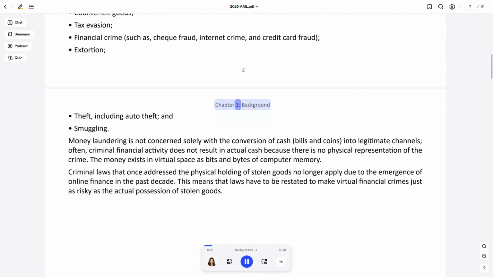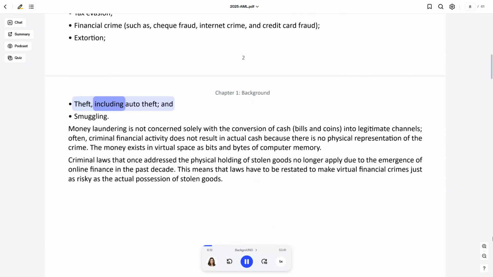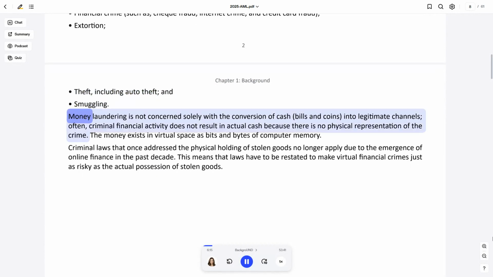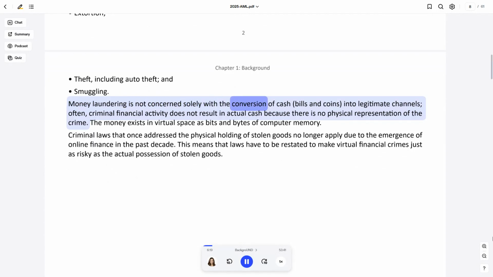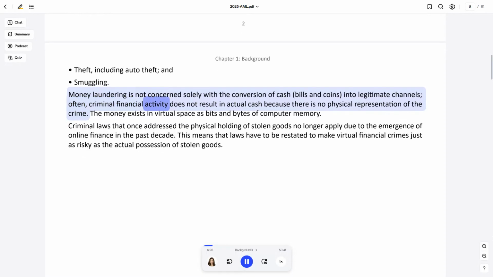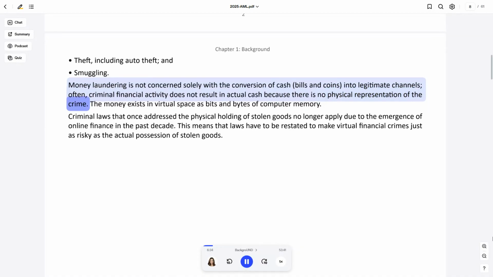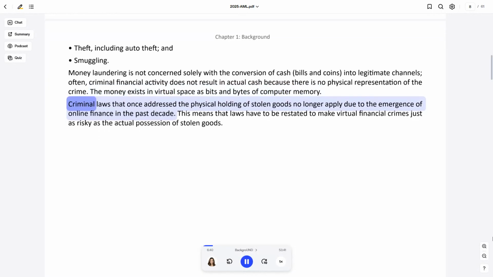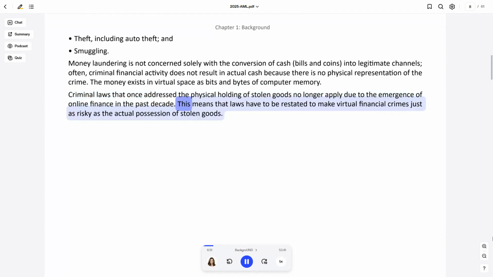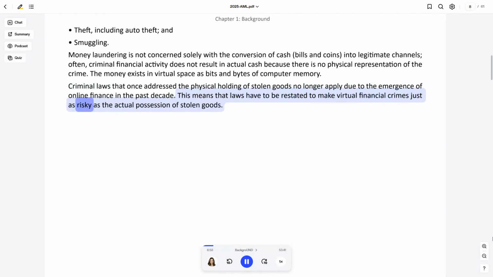theft, including auto theft, and smuggling. Money laundering is not concerned solely with the conversion of cash bills and coins into legitimate channels. Often, criminal financial activity does not result in actual cash because there is no physical representation of the crime. The money exists in virtual space as bits and bytes of computer memory. Criminal laws that once addressed the physical holding of stolen goods no longer apply due to the emergence of online finance in the past decade. This means that laws have to be restated to make virtual financial crimes just as risky as the actual possession of stolen goods.